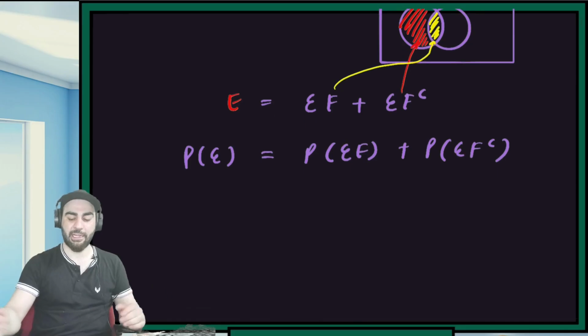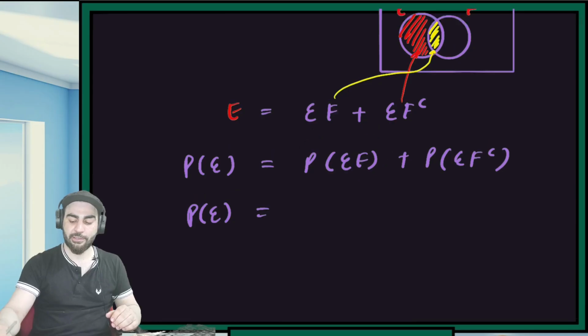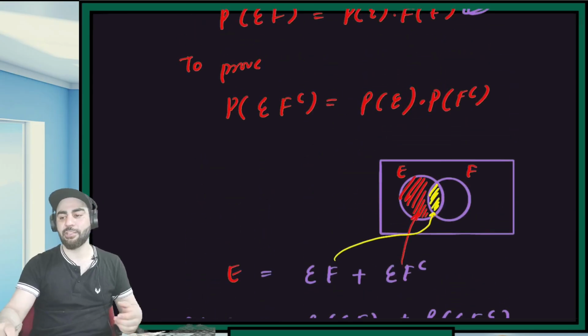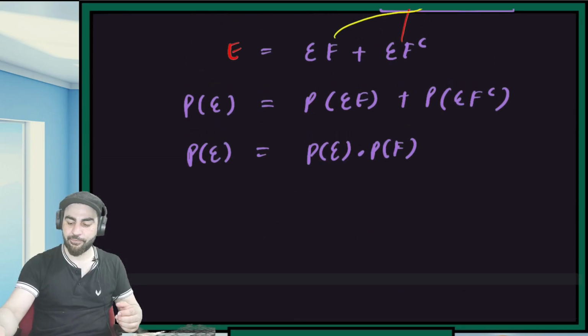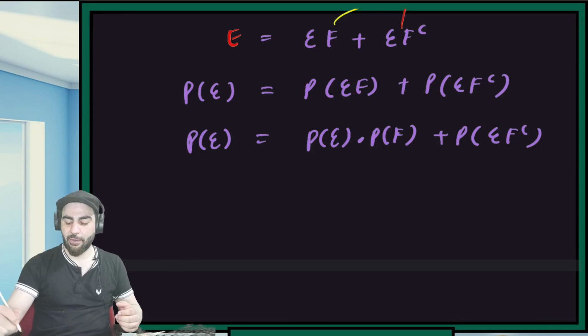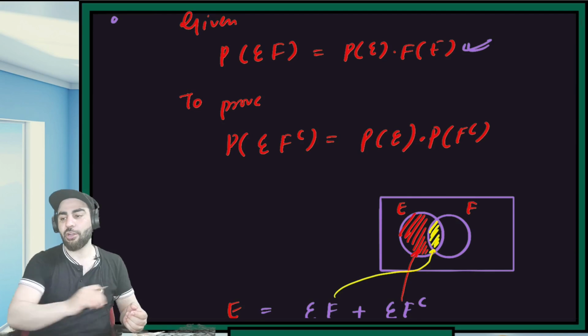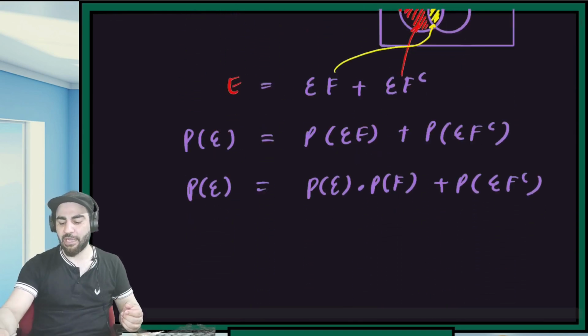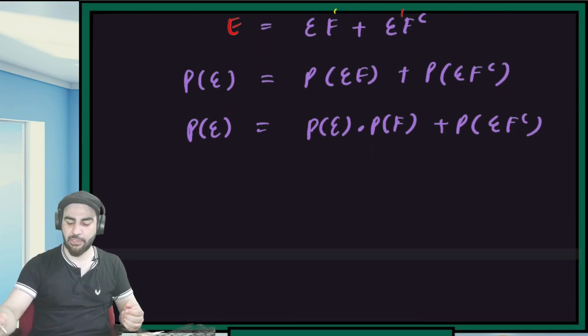Okay, this I can clearly write. Now this thing is given to me, so I can substitute these values directly. This is probability of E multiplied by probability of F, plus probability of E and F complement. Now this is my goal, this is what I have to prove, and I have to see if this is correct or not. One more substitution that I'll do: I'll take P of E common from both of these.